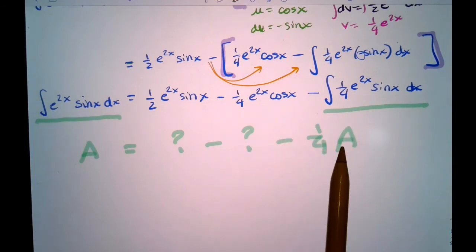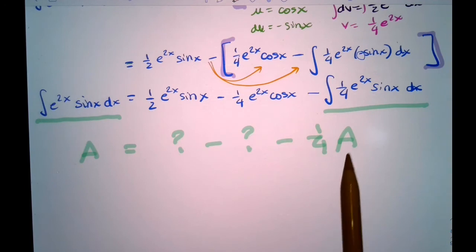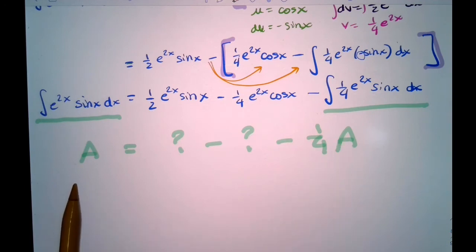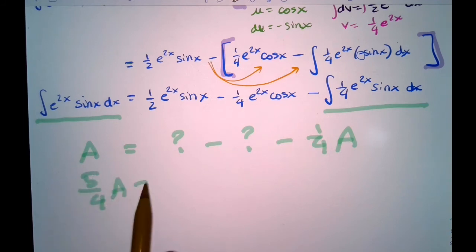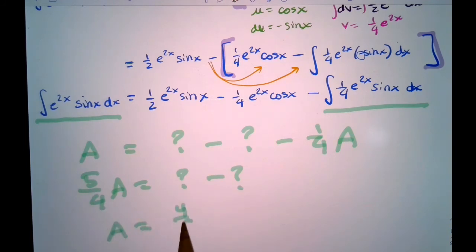You can solve this just by getting your variables on one side. Let's add 1/4 A. So A plus a quarter A is 5/4 A, and then all I have to do to solve for A is just multiply by 4/5. I don't mean to be very abstract here, but I want to be really clear about what's happening. This is not a terrifying situation.